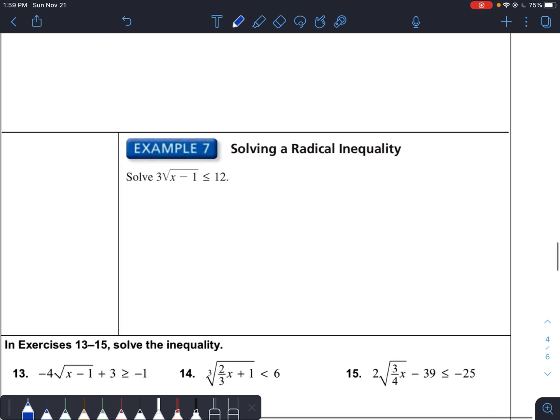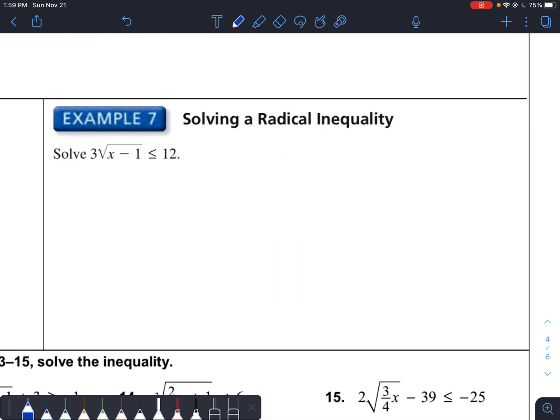Alright, last problem here is radical inequalities. So here, it's an equation, but with an inequality. So go ahead and solve it like you probably normally would, just maintaining the inequality. So here I'd subtract 3. And I'd be left with the square root of x minus 1 is less than or equal to 4. Square both sides, so I get x minus 1 is less than or equal to 16. And we can add 1, and we get x is less than or equal to positive 15.